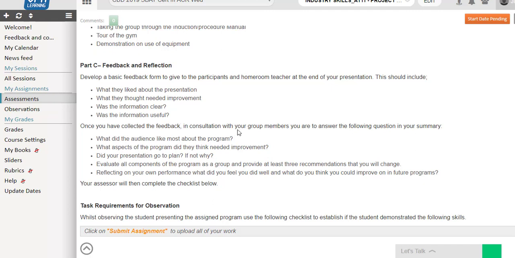Once you've collected the feedback, in consultation with your group members, you are to answer the following questions in your summary. So the questions are: what did the audience like most about the program? What aspects of the program did they think needed improvement? Did your presentation go to plan? If not, why? Evaluate all components of the program as a group and provide at least 3 recommendations that you will change. And reflecting on your performance, what did you do well? And what do you think you could improve on for future programs? So basically there's 5 questions here.